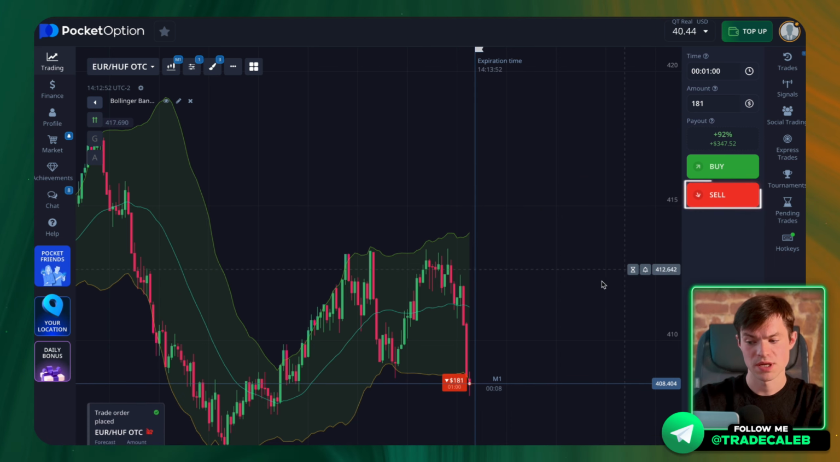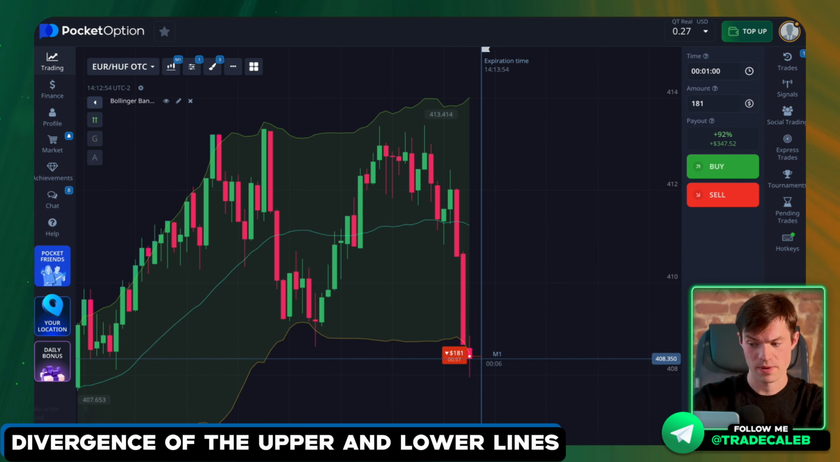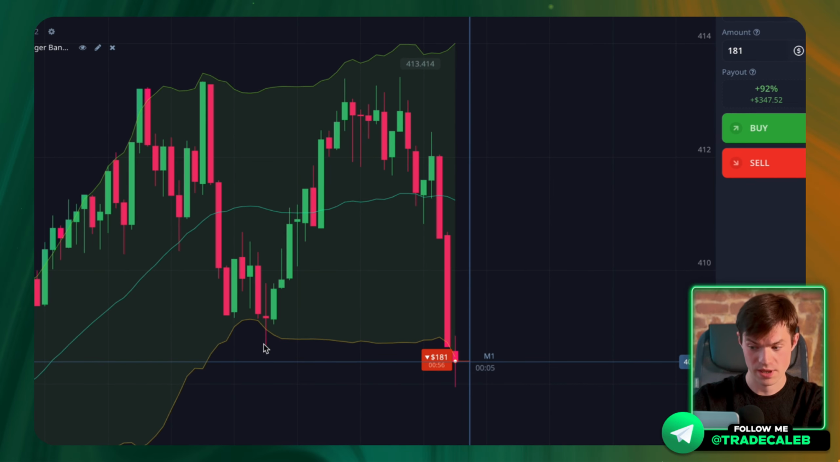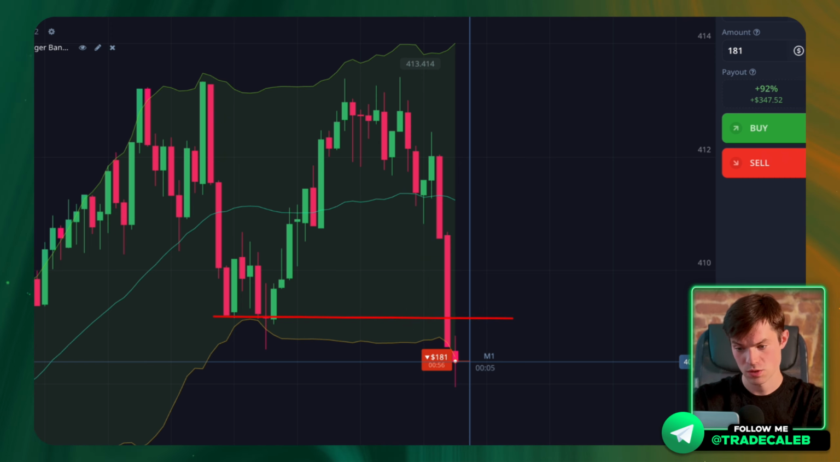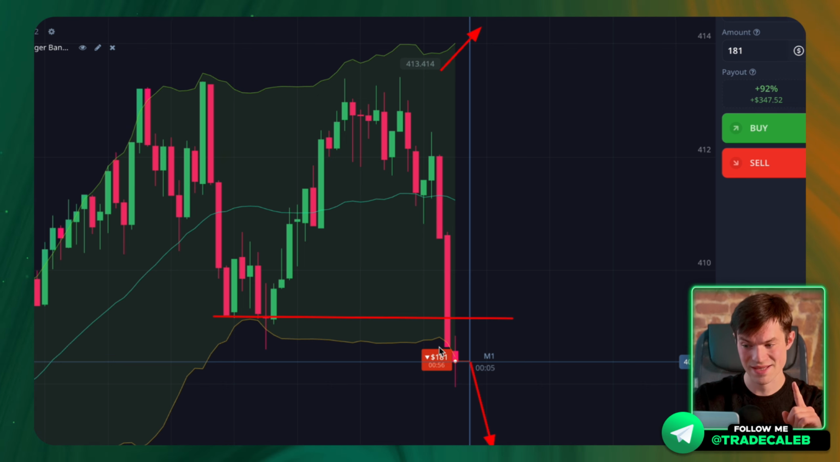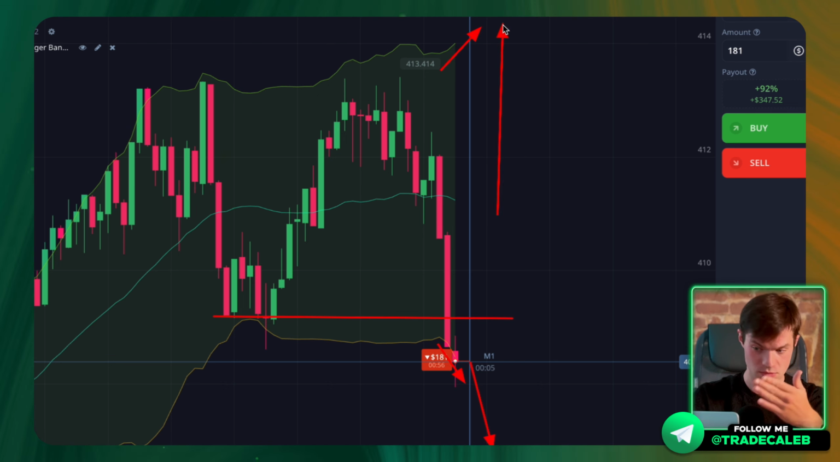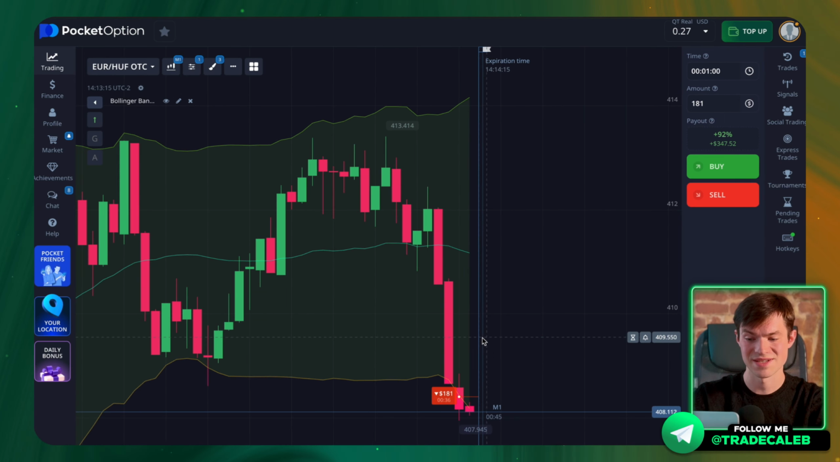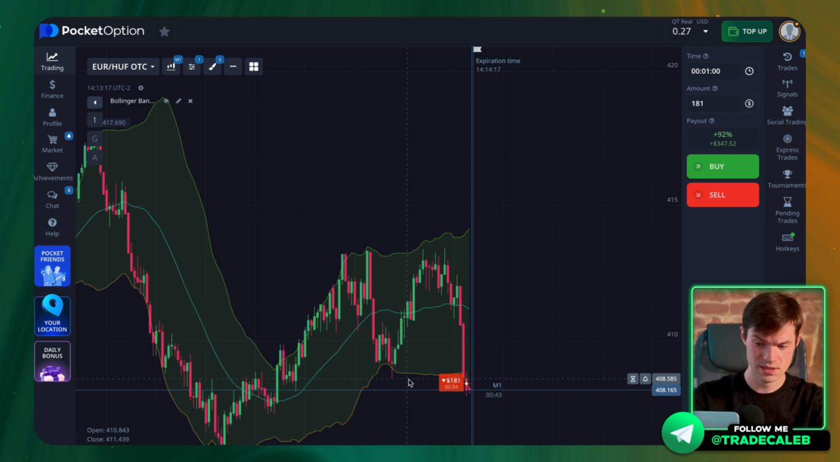So guys, look, here we have a divergence of the upper and lower line again. I understand that we have a broken level. There was a horizontal level, we broke it. To the next level we have more distance and we are ready to fall. I pay attention that this line is growing and this line is falling. So the distance has increased, and it means that the volatility is increasing, so most likely we will move in a downtrend.